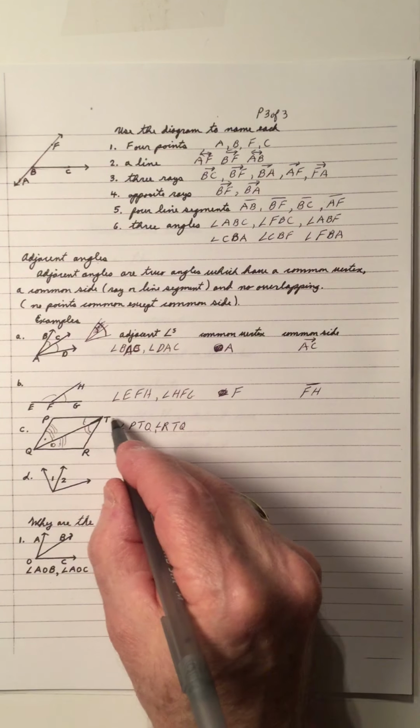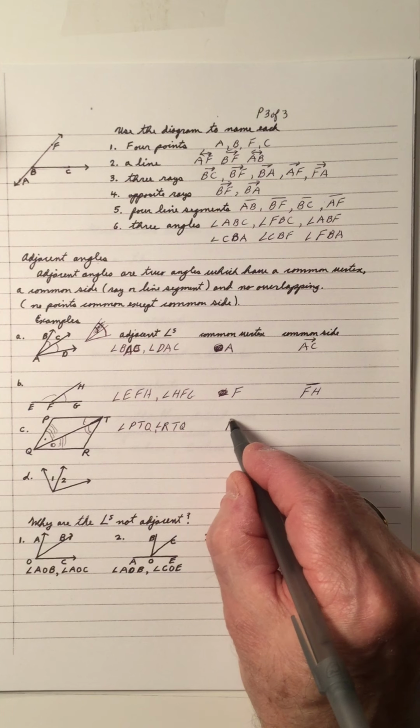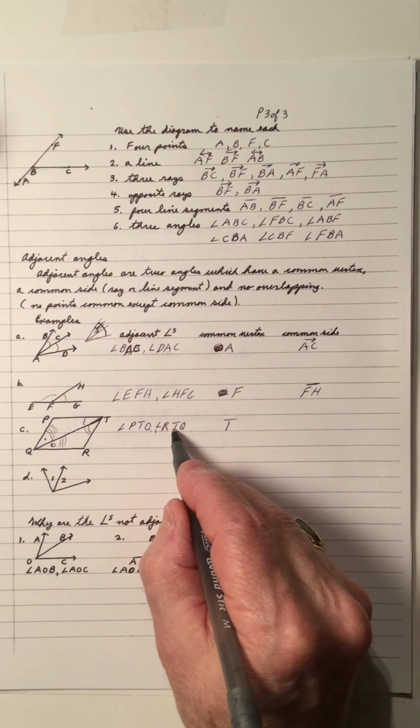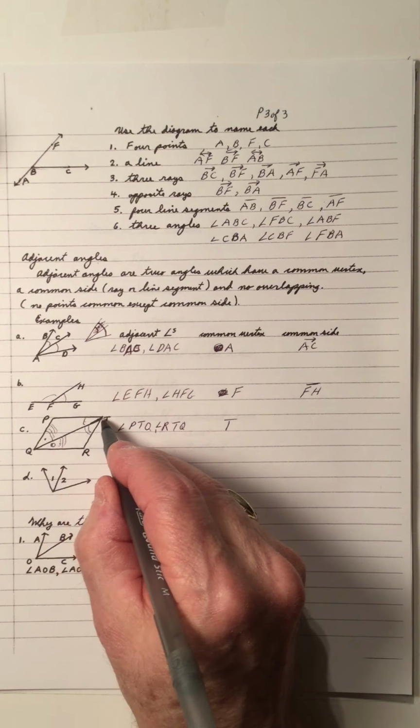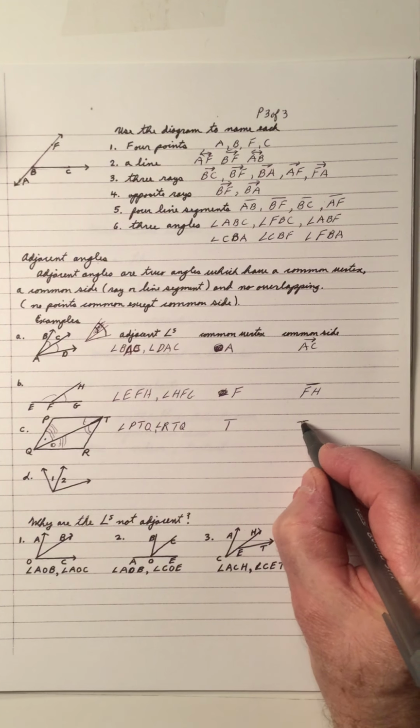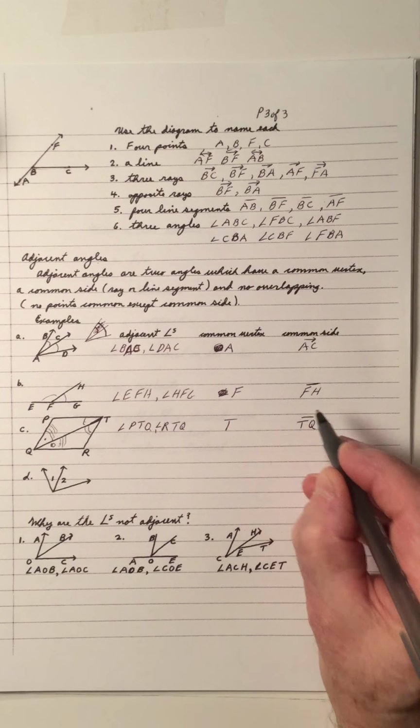Again, notice that T is the common vertex. T is in the middle. And the common side is TQ. And TQ is a segment.